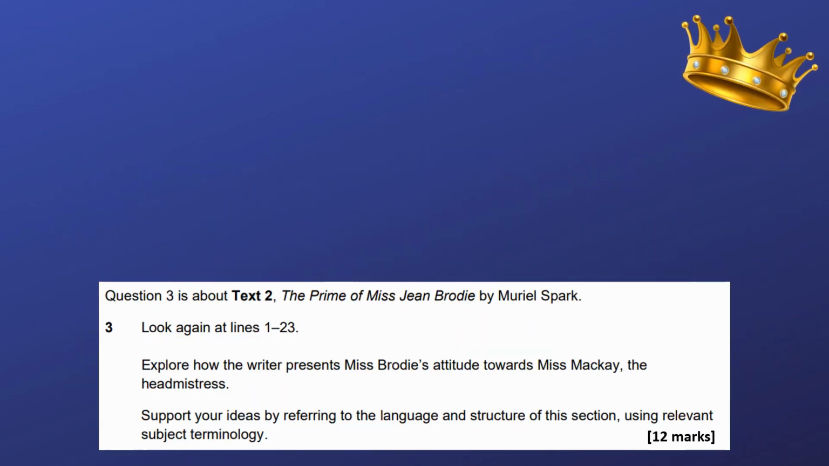So what is it the examiners want from you in question 3? Or perhaps a better question is, what is question 3 going to look like? Let me read you an example question 3 very quickly. Look again at lines 1 to 23. Explore how the writer presents Miss Brodie's attitude towards Miss Mackay, the headmistress. Support your ideas by referring to the language and structure of this section using relevant subject terminology. Okay, so what do the examiners want from you to answer a question like that?